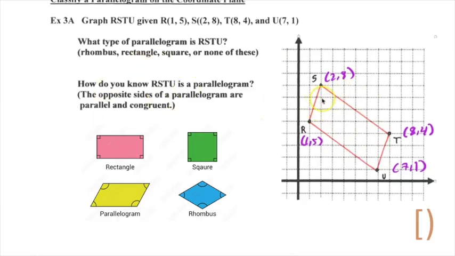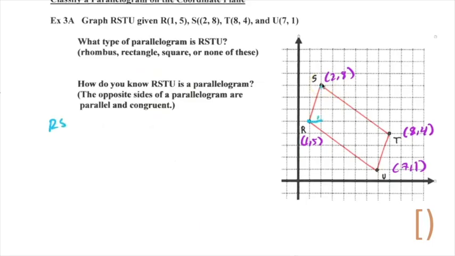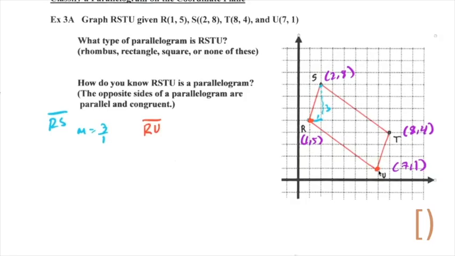The easiest way to check that is to check the slopes. We're just going to find the slopes of all these. Let's find the slope of RS first. We're just going to do rise over run. Over 1, up 3. My slope here is going to be 3 over 1. Now let's do RU. I'm going to go down 1, 2, 3, 4. I'm going to go over 1, 2, 3, 4, 5, 6. My slope here is negative 4 over 6. You can reduce that and get negative 2 over 3.